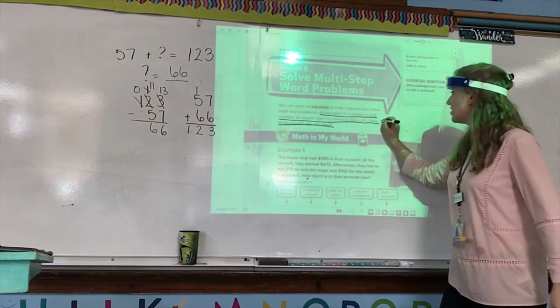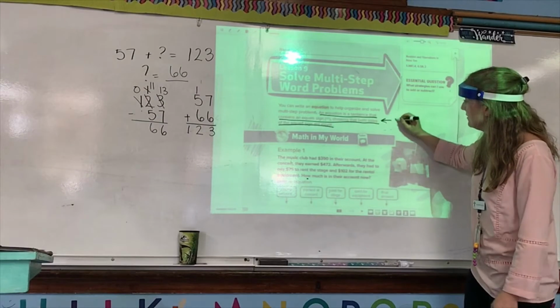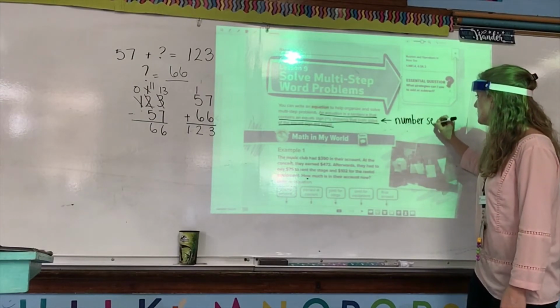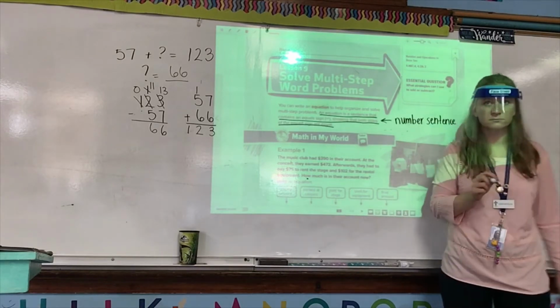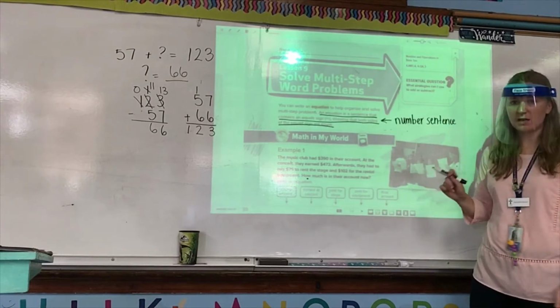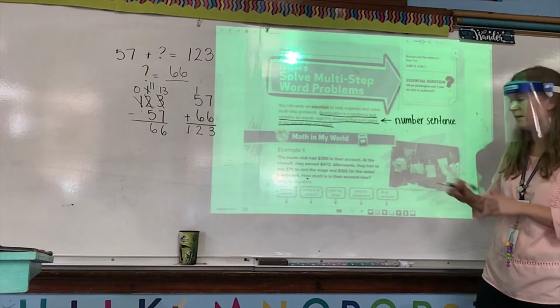Another word for this that you've probably been using since first grade or even kindergarten is number sentence. Make sure you're writing whatever I'm writing. Zari, please tilt your camera down so that I can see you and what you're working on.